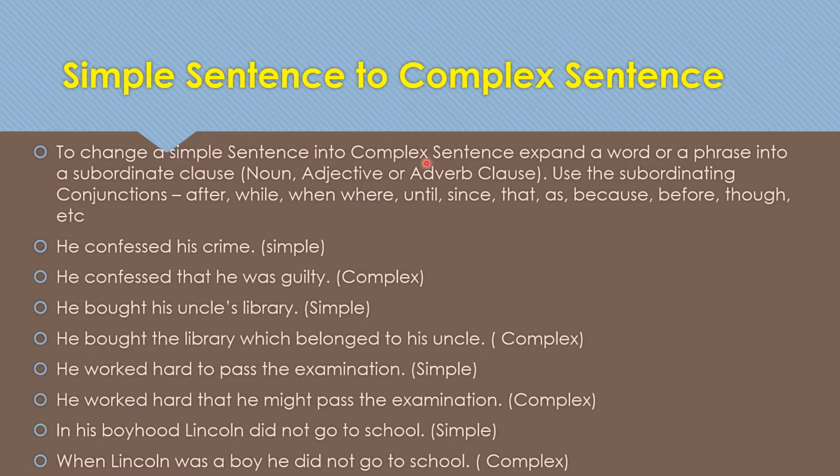So to change a simple sentence into a complex sentence, you will have to expand the word or the phrase into a subordinate clause. The clause could be a noun clause, an adjective clause, or an adverb clause, and you will have to use subordinating conjunctions. The first sentence: he confessed his crime. This is a simple sentence. So you will have to use a subordinating conjunction, turn it into a clause, and make it a complex sentence. So here: he confessed that he was guilty.